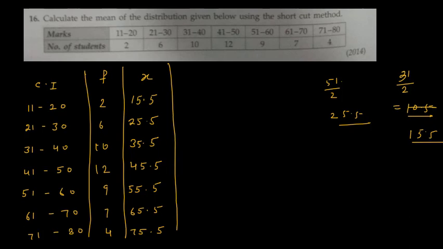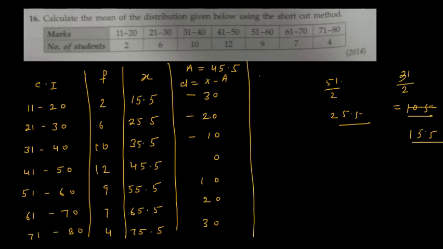Shortcut method: 1, 2, 3, 4, 5, 6, 7. We will take A as 45.5, and then the value of D as x minus A. So 15.5 minus 45.5: 45 minus 15, we will get 30. So here it is minus 30, here it is minus 20, this is minus 10, this is 0, 10, 20, 30.